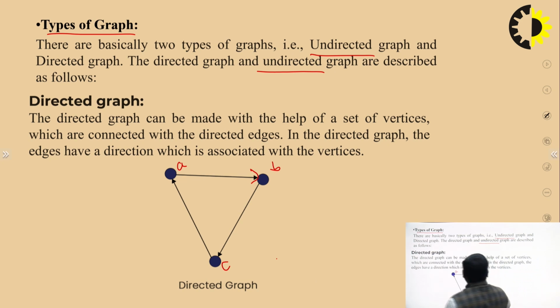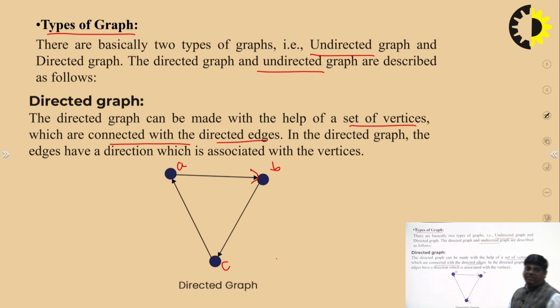That is the directed graph: a set of vertices connected with directed edges. If we move to the vast applications of the directed graph, we can say that these two points are related. The relation is given from B to C, but there is no relation from A to C. That is the meaning of the directed graph.